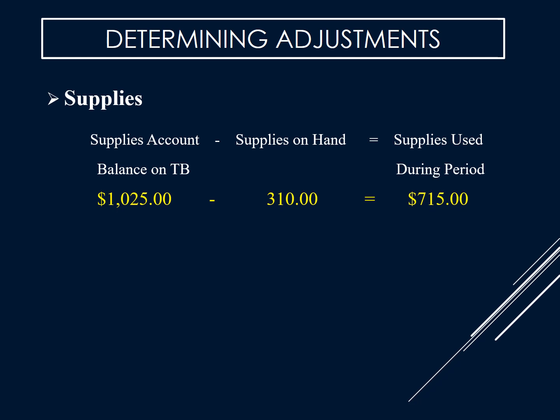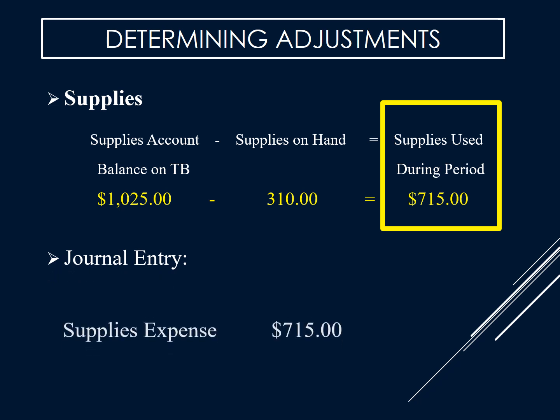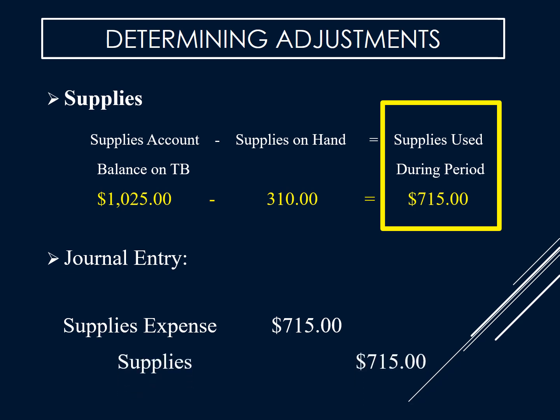For example, we go to the trial balance, and underneath the supplies account, we have a balance of $1,025. In the instructions in the book, it told us that the supplies on hand was $310. So we take $310, we subtract it from the $1,025, and we will find our $715. So this is the amount, $715, that is used up during the period. So now we need to make a journal entry. Our journal entry will be to debit supplies expense and credit supplies.